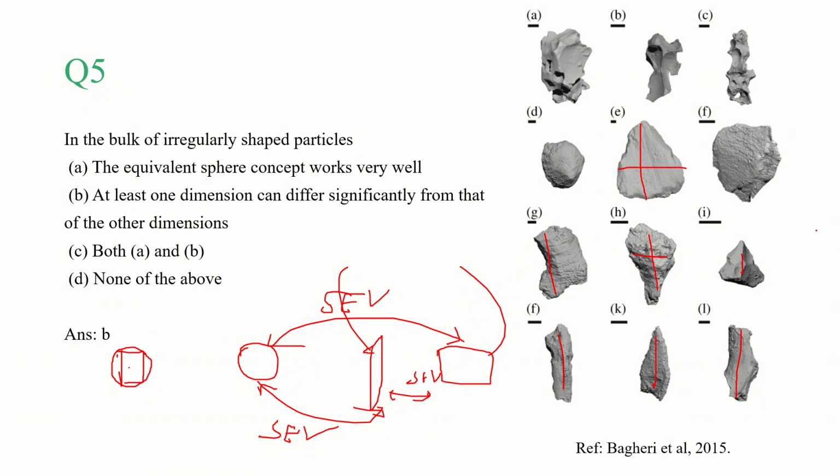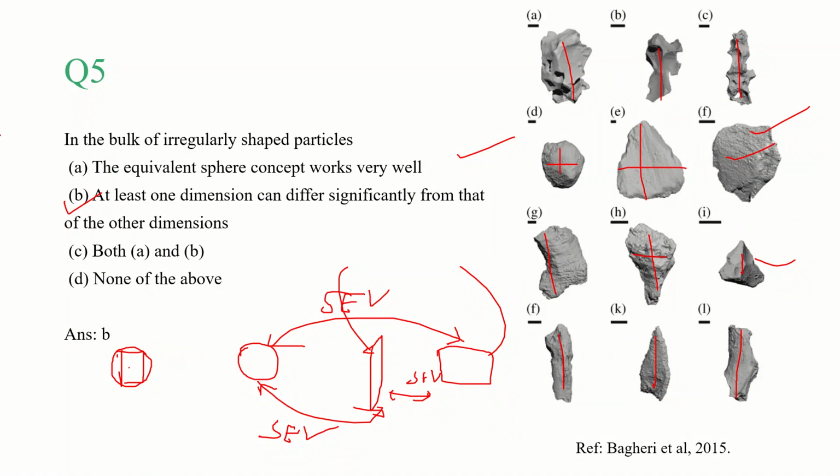So basically this is almost similar. If we consider the bulk, you can see the bulk is very similar. In only a few cases like this, we can use the irregularly equivalent sphere concept. But in almost all other cases, we cannot use the equivalent sphere concept. So at least one dimension significantly different from that of the other dimension is the correct option.